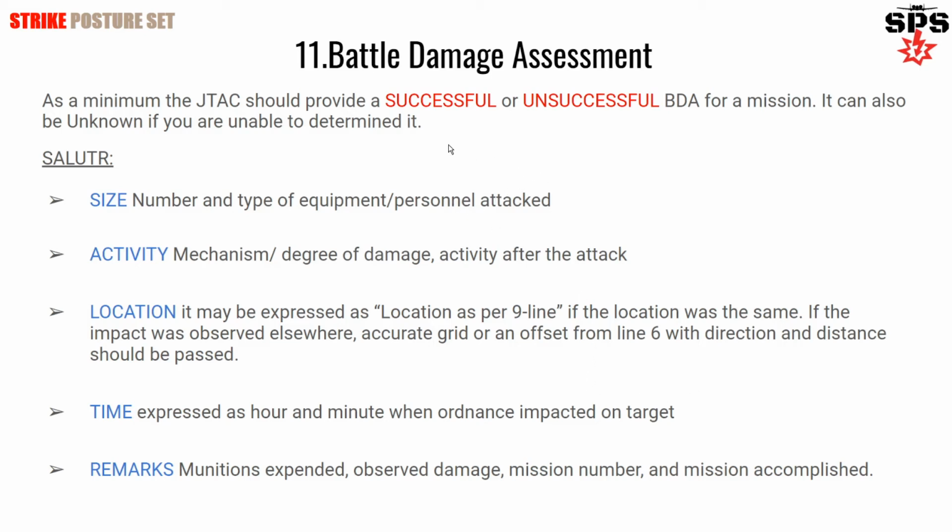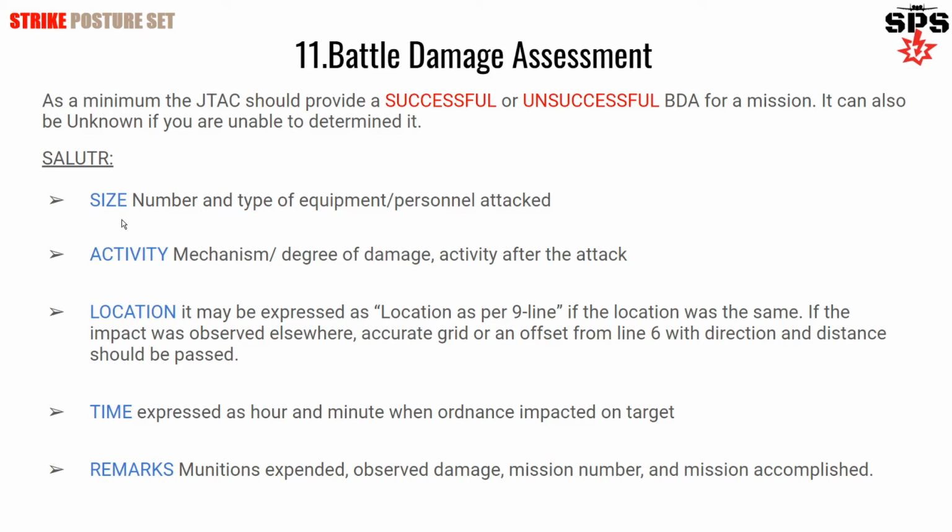So the minimum is successful, unsuccessful, or unknown for the mission, so the pilot knows what state the mission is at, and whether he can move on with something else. But the more detailed format is here. It's called the SALTUR. I didn't include the U, it's the unit, which is usually useless. Even in real life we don't really mention that.